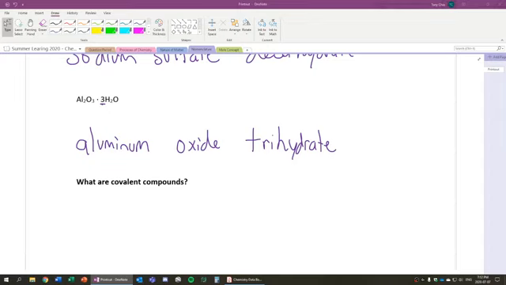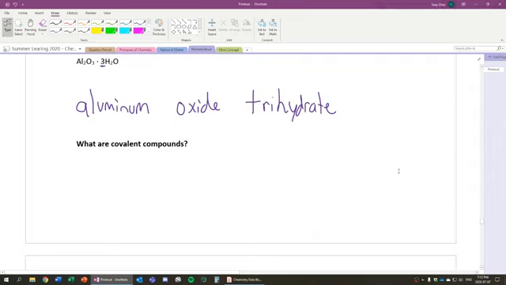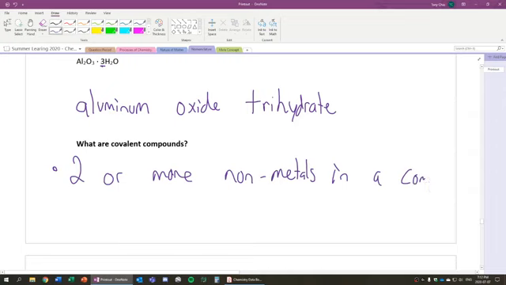What happens if we're trying to name covalent compounds now? Well, first of all, what are covalent compounds? These are compounds that are made up of 2 or more nonmetals in a compound, which means there are no metals involved. Because of that, instead of transferring electrons, they share electrons. We're going to go into more detail about this in the atomic theory unit.